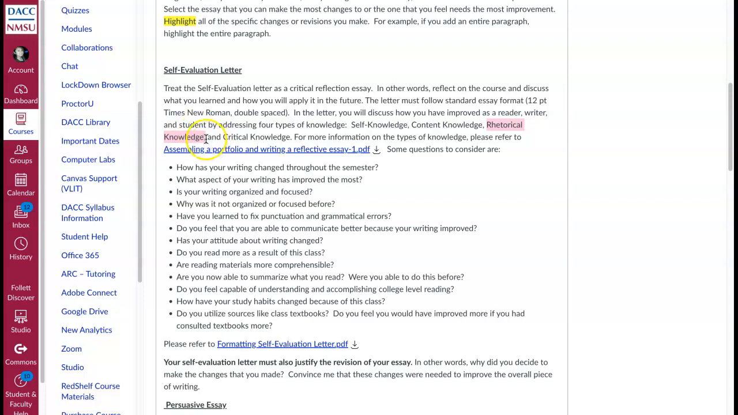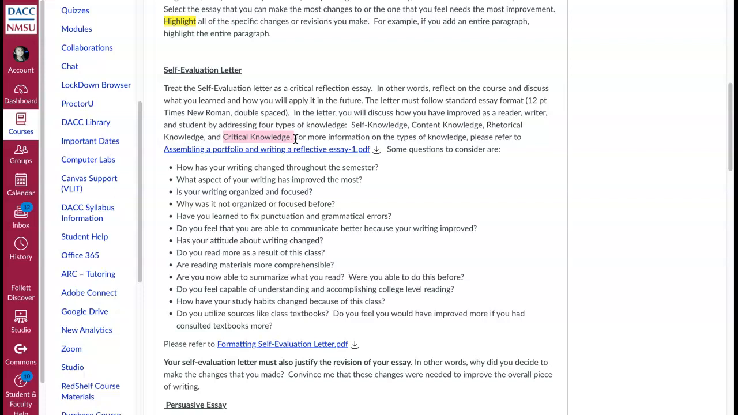So this one right here, it asks you to think about and to discuss choices you've made as a writer that have helped you grow. Because remember, the self-evaluation is all about how you've improved, how you've grown, and why you should pass this class. Of course, I'm not saying to say in your letter that everything's perfect, that you have mastered everything. No, that's not the point. That brings us to the next one, which is critical knowledge.